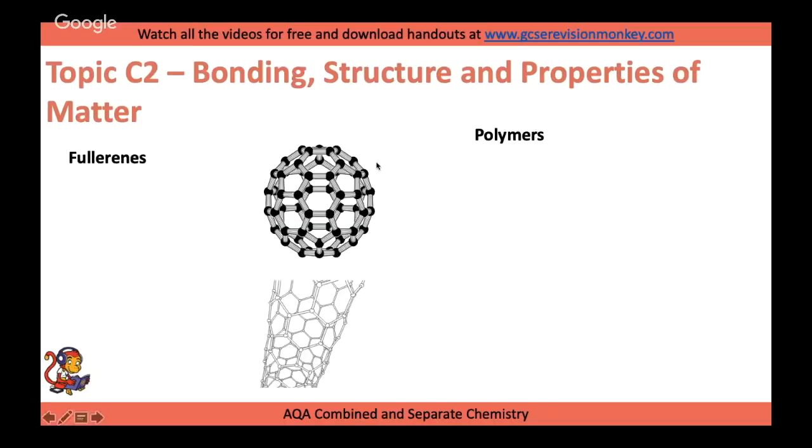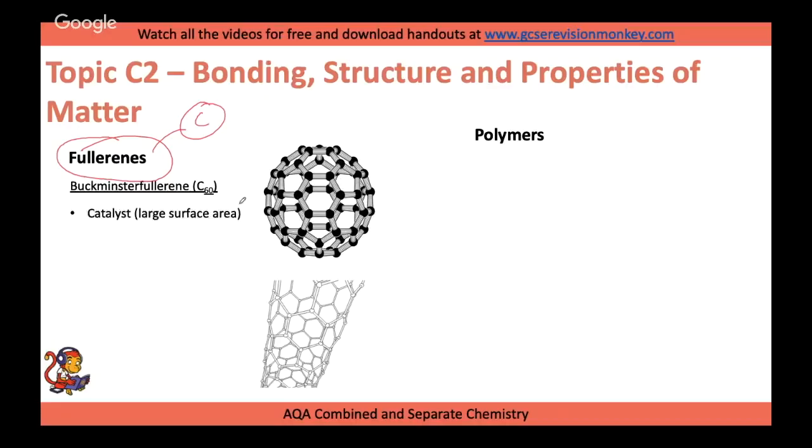Okay, fullerenes, something which you probably have avoided revising, but fullerenes may well come up. Fullerenes are made out of carbon and they are special structures. So the first one we'll talk about is Buckminster fullerene, which is C60. It's this spherical shape here. It's a very, very small particle, and if you're doing separate science, it's a nanoparticle. It's made out of hexagons and pentagons tessellated together.